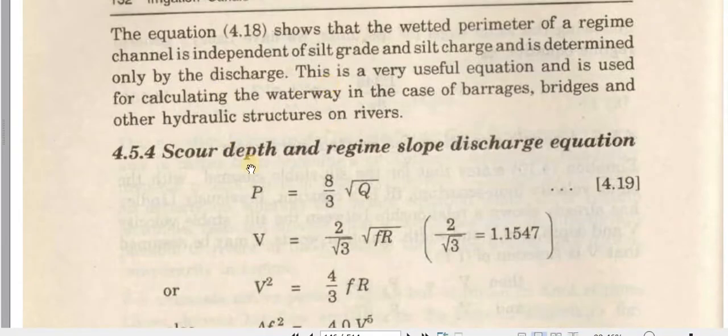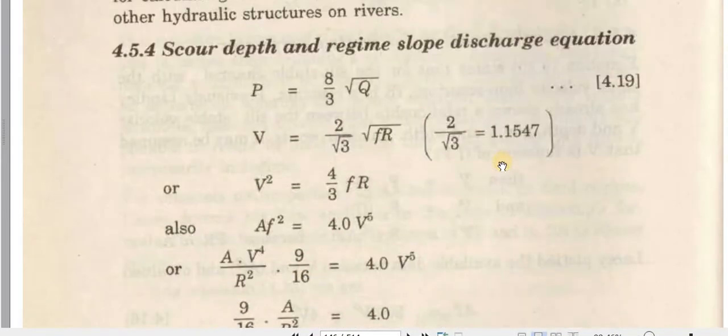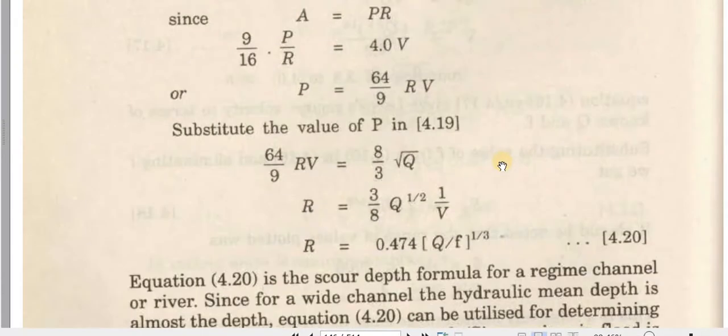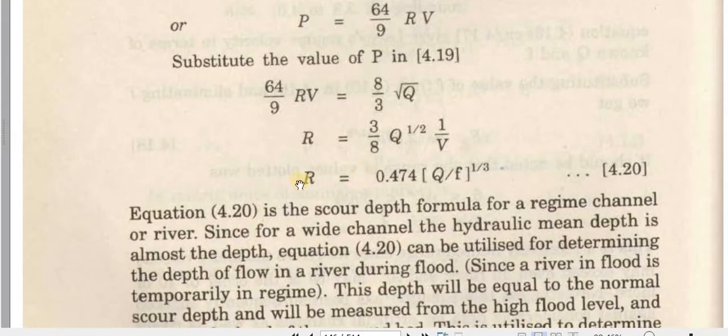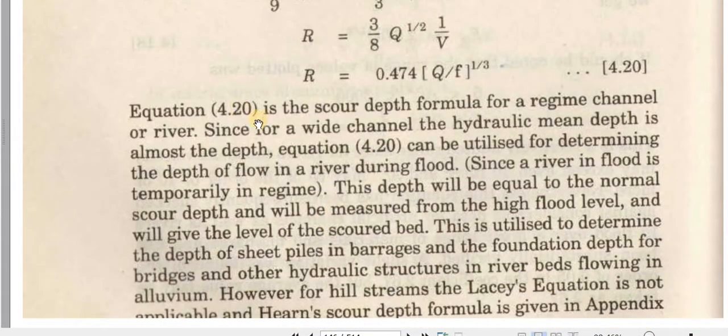And the last are the scour depth and regime slope discharge equations. Equation 4.20 is important, that is the equation for hydraulic R. Equation 4.20 is the scour depth formula for a regime channel. Scour depth means the maximum scouring depth which can occur in a river.